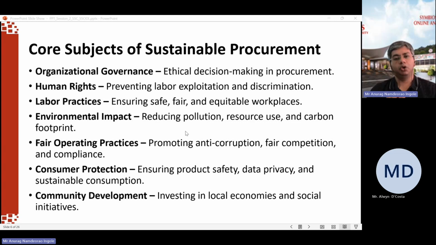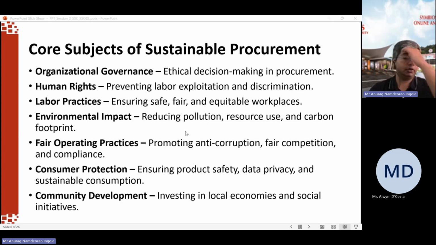Environmental impact, reducing pollution, whether it is air, soil, or any type of pollution. Resources use and carbon footprint. So efficient use of resources, reducing waste throughout the supply chain, so that the resources we are using are only to the level that is required and they are not wasted.